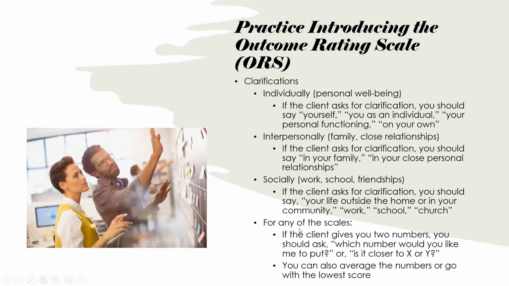And then for any of the scales, if the client gives you 2 numbers, you can ask, which number would you like me to put? That's sort of like if you're asking on a 0 to 10, is it closer to X or Y? Is it closer to 6? Is it closer to 7? Or you can average them out. So it's 6.5.